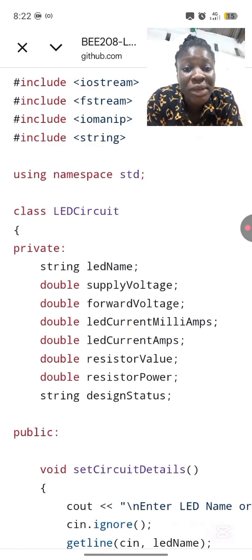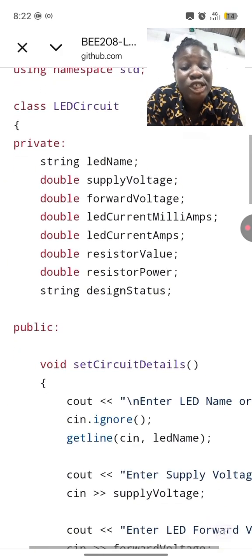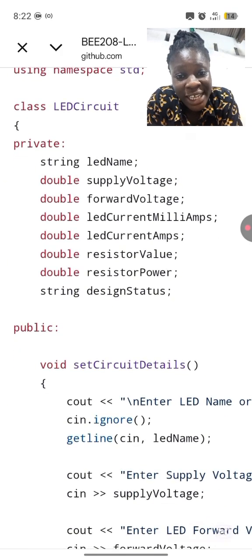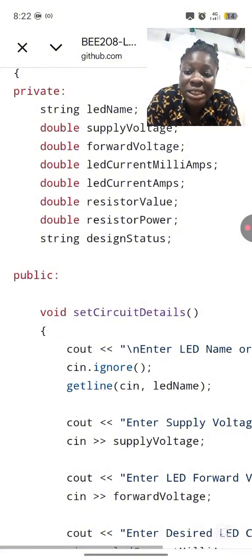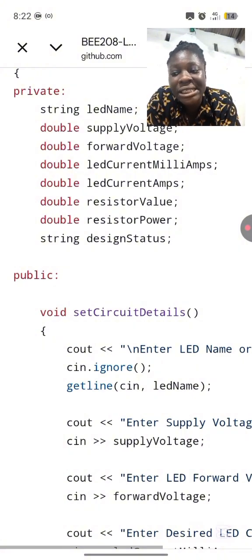My role was to write part of the code that accepts the important inputs such as the LED name, the supply voltage, the forward voltage, the LED current in milliamps, the LED current in amps, the resistor value, and the resistor power. I also used the LED circuit class to keep all the LED circuit information organized, including the resistor value and power rating, making the program easier to manage and maintain.